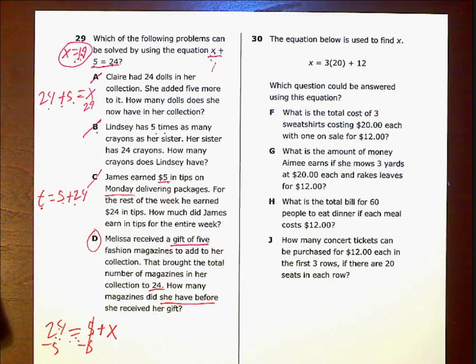Let's look at number 30. The equation below is used to find x. x equals 3 times 20 plus 12. Which question could be answered using this equation? Let's look at F. What is the total cost of 3 sweatshirts costing $20 each with one on sale for $12?